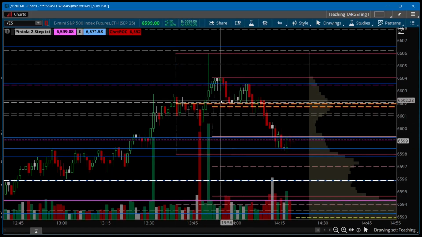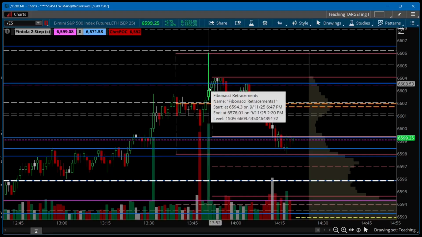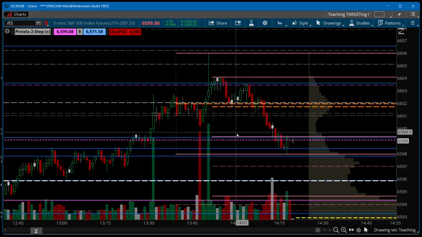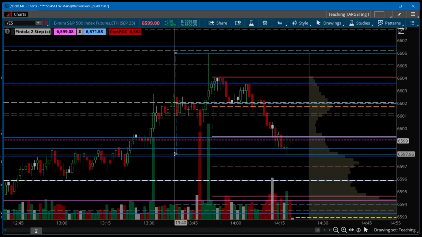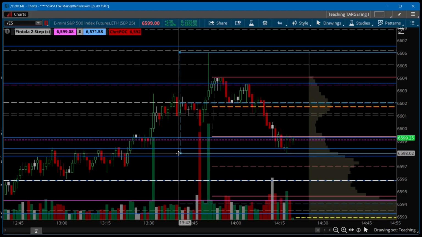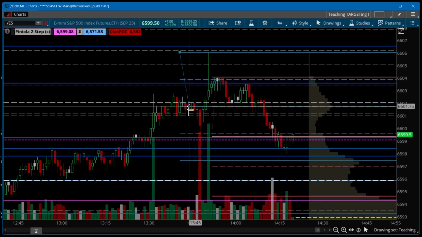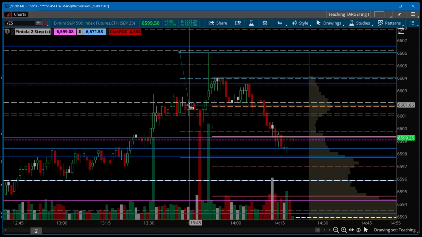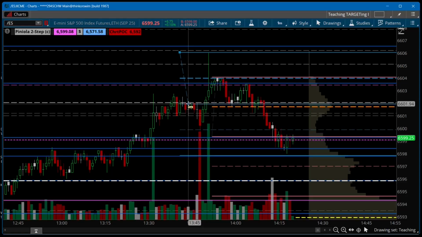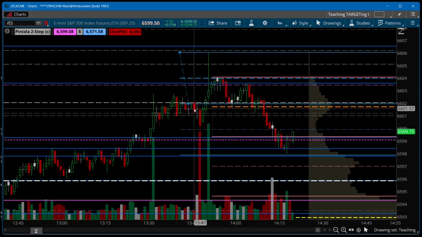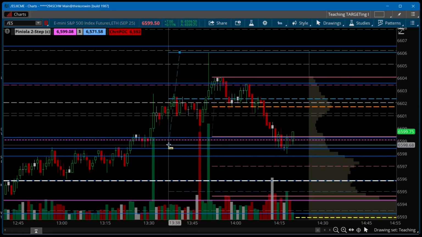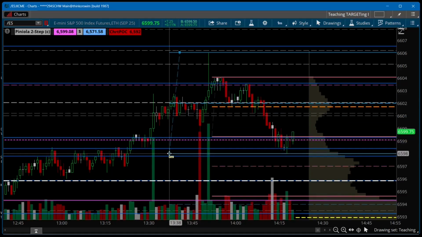Okay, I was just curious. If you measured this down to here, that puts the 2.0 right here. I went ahead and moved it. That's it right there. That's the 2.0 off of this move, which I don't like measuring these that often. This is more just information for me.